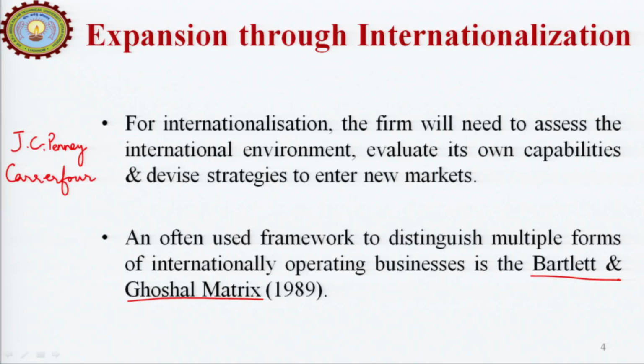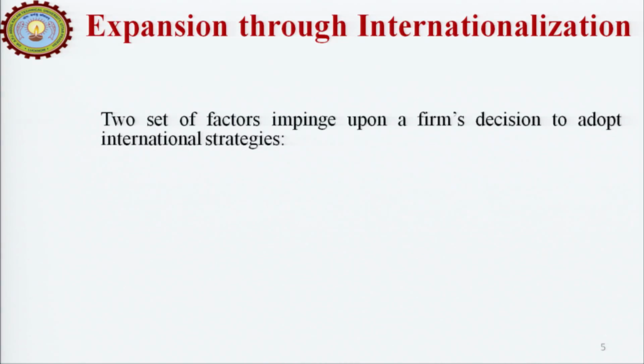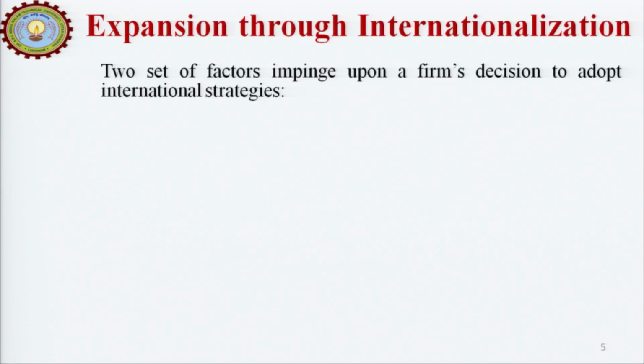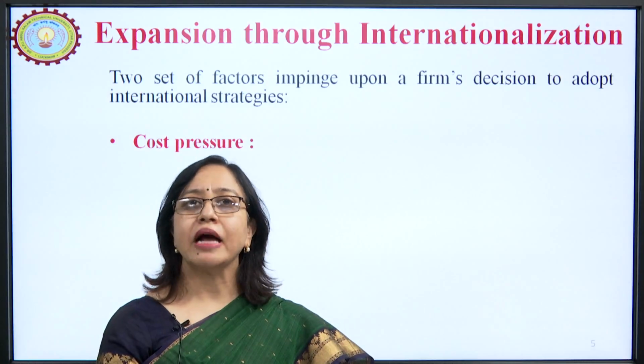We will take a look at this matrix, but before that we need to understand that when a company is going international, there are two sets of factors which influence its strategy. What strategy it will take, two factors are to be taken into consideration. Now, what are these two factors? First is the cost pressure. For any company, keeping the cost in control is very important, because cost determines the price of the product, and if you control your price, you can be competitive in the market. And secondly, it also impacts your profits.